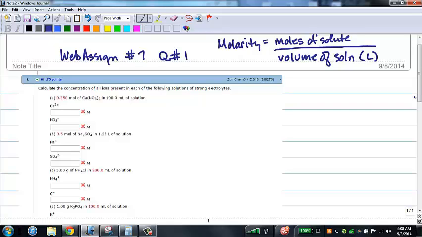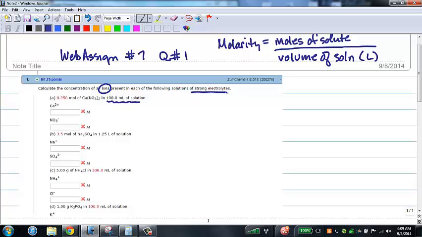So for this first problem, they're asking us to calculate the concentration of the ions present when each of these different solutes is dissolved in a certain amount of water. But notice that they're giving us the volume of the entire solution, not the amount of water that they're putting it in. They're also asking us to find the concentration of the ions, so we'll have to take into account that each of these solutes is a strong electrolyte. That is, it breaks apart into ions when we place it into the water or into the solvent.